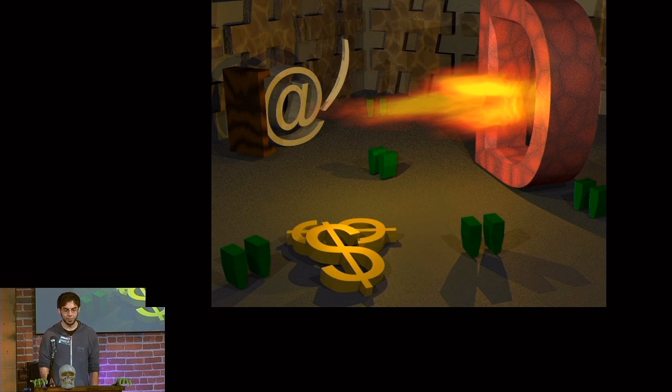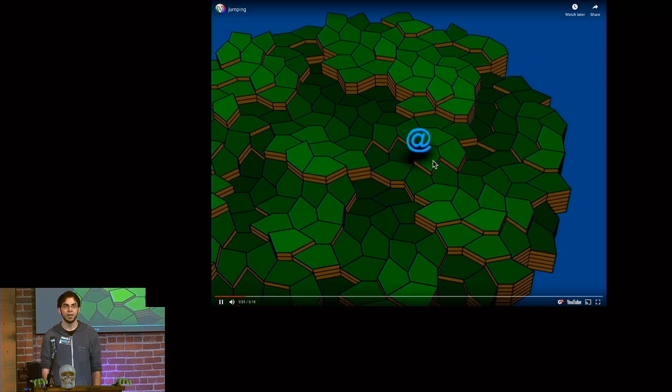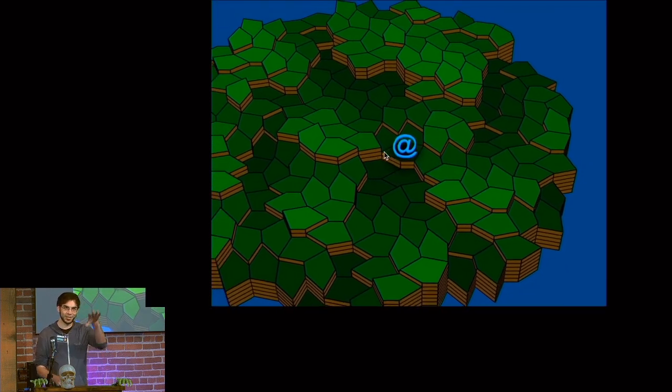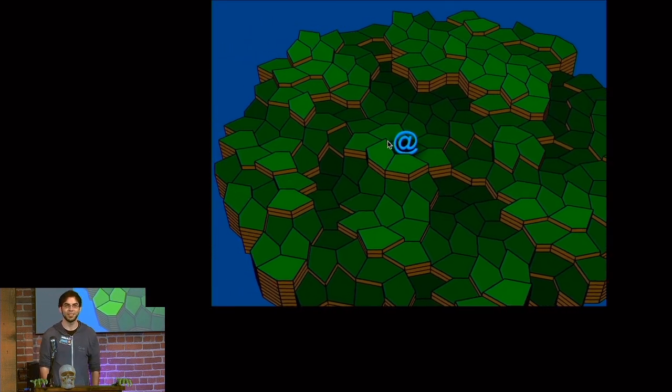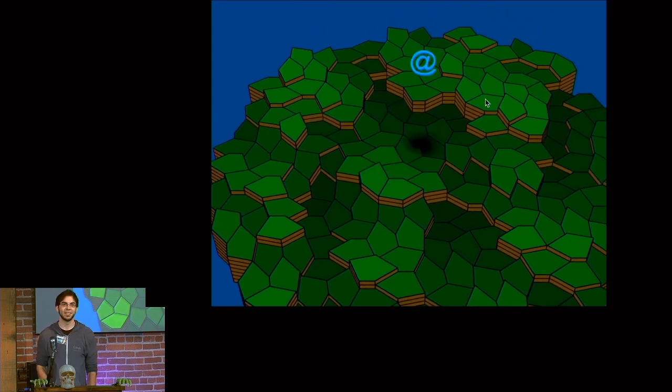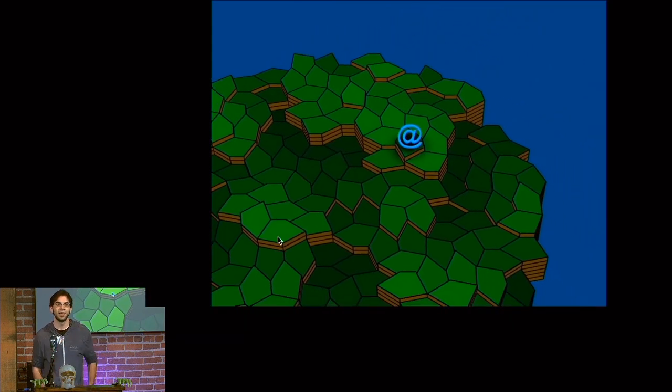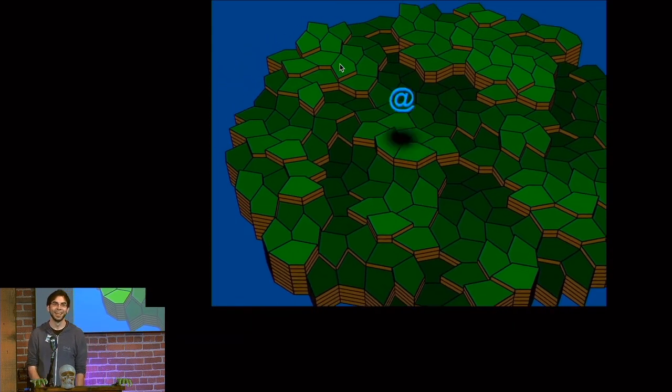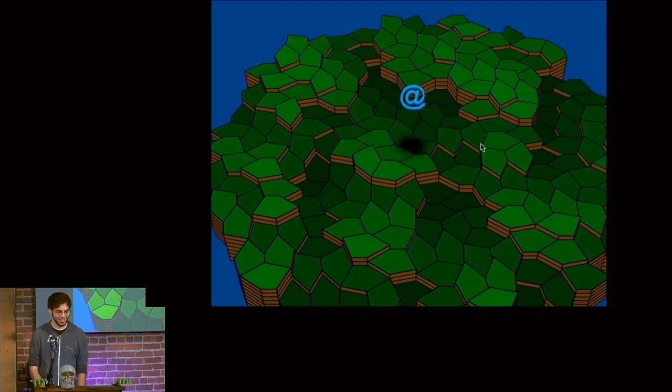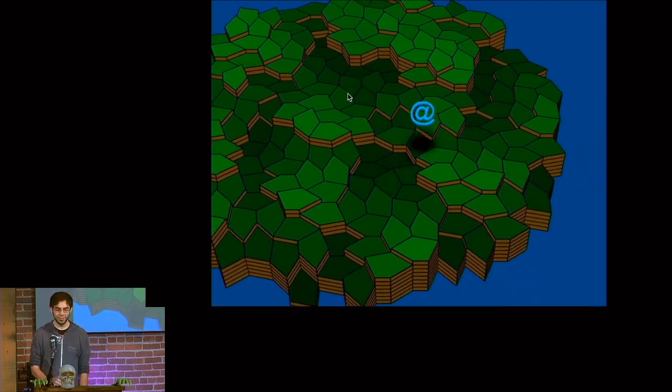So I hacked together a program that would generate some 3D character meshes, and eventually I had something like this. Now, don't be distracted by the pentagonal tiling and the elevation. That's a talk for next year. But look at the @ sign that's jumping around. That's a 3D @ sign. And it's got a little shadow. It looks pretty neat. But I could tell something was missing.